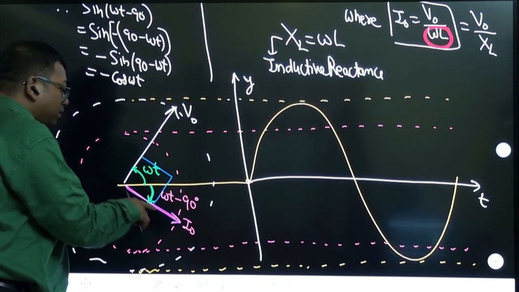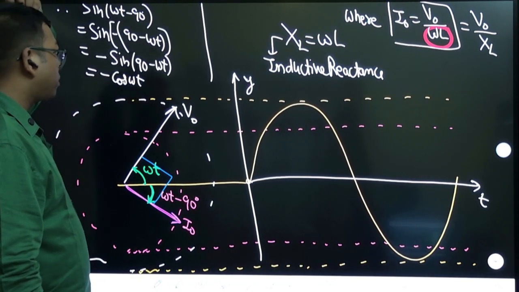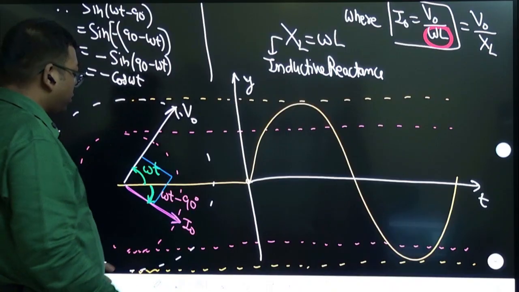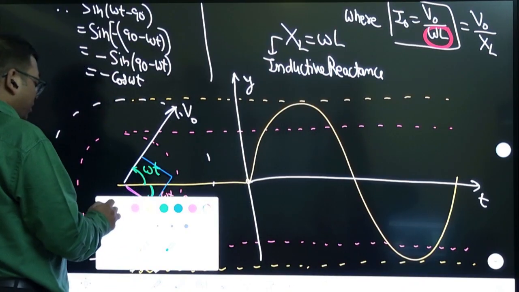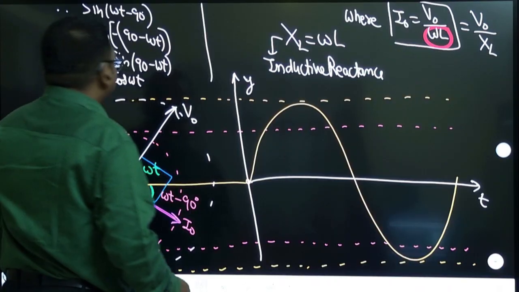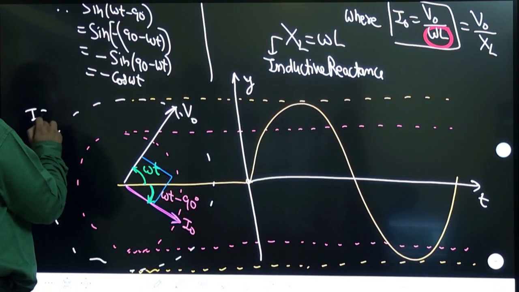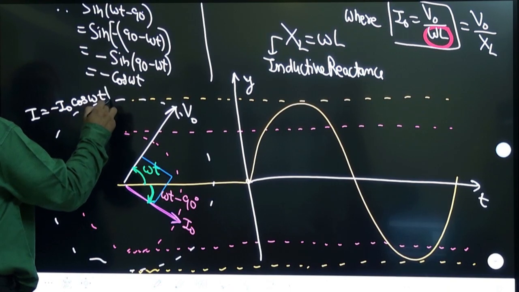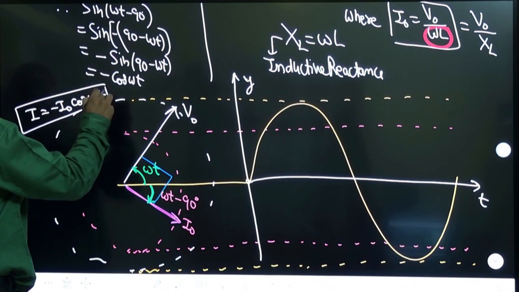Now how will the current graph look like? So the current graph we have already seen, it is like I naught minus I naught cos omega t. If you remember that current equation which we have got is minus I naught cos omega t, right? This is what we have got.